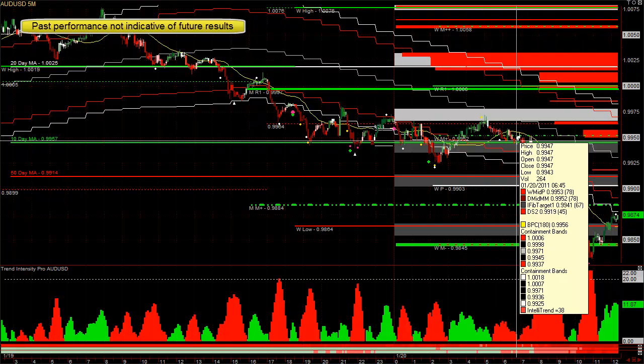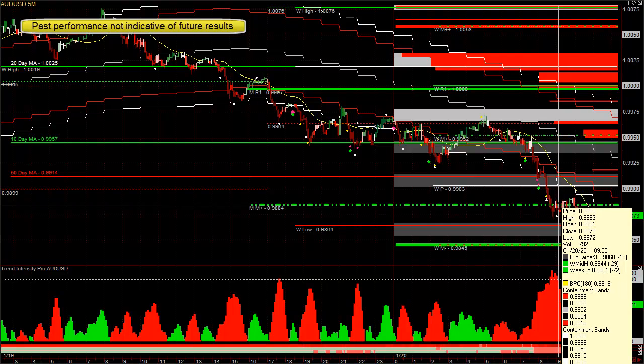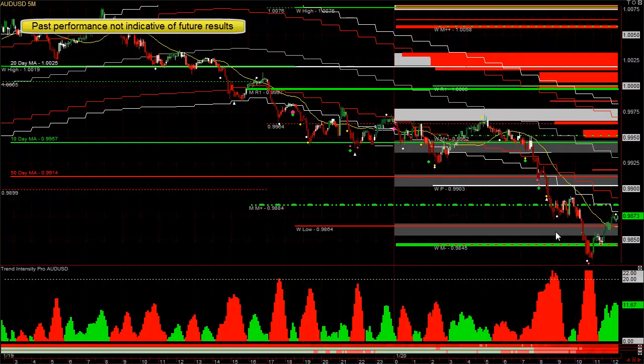And I probably would have got out somewhere here after an hour of it going sideways, waited for it to break down again, gone short, and you can see it just absolutely took off. Anytime it's underneath the lower containment band and goes sideways, I usually get out of the whole trade. I would have probably got out at 83, short here at, let's say, 30. So that's a 50 pip move.